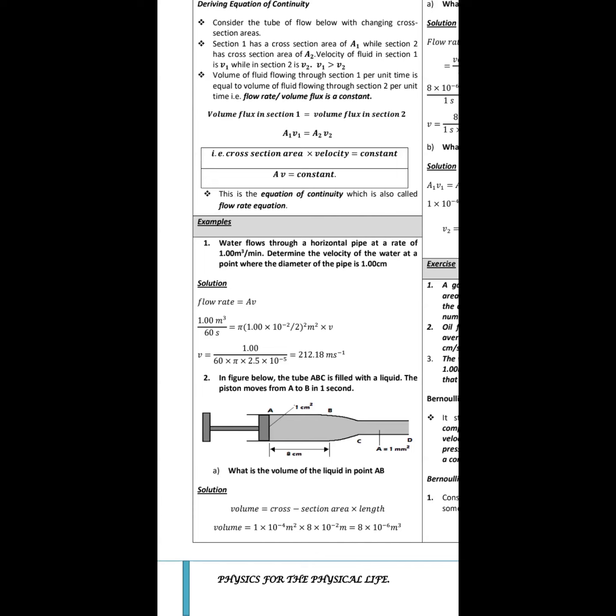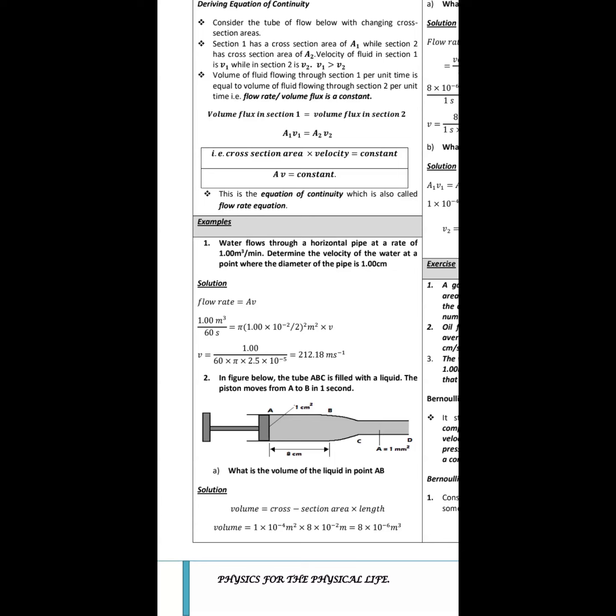Yes, 0.08 meters per second. You got the answer because the time was 1 second. So for this case, if time was not 1 second, if time was different. So we use the two formulas.